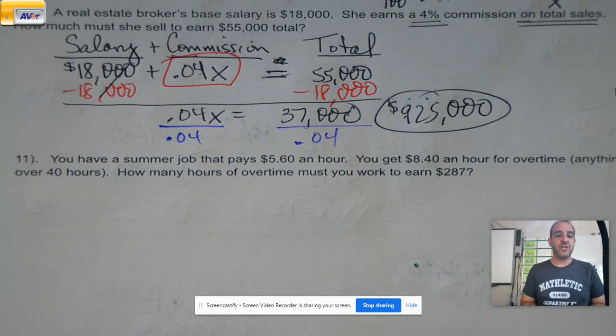You have a summer job that pays $5.60 an hour. Okay, first you need to choose your jobs more wisely, but we'll discuss that another time. You get $8.40 an hour for overtime. How many hours of overtime must you work to earn $287? Again, let's think about this for a minute.